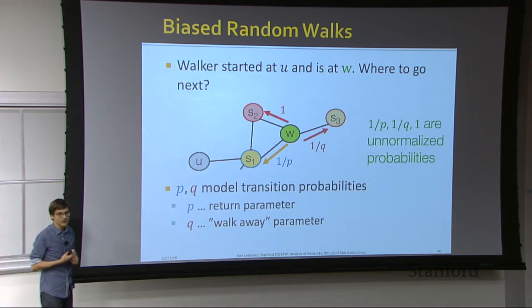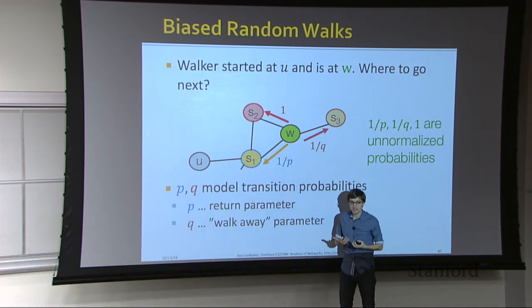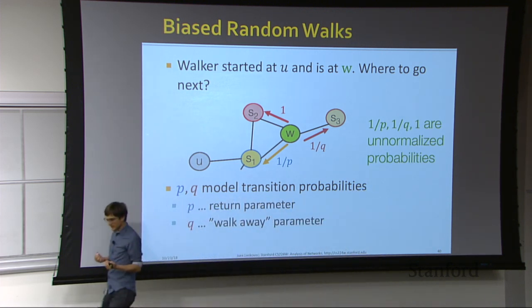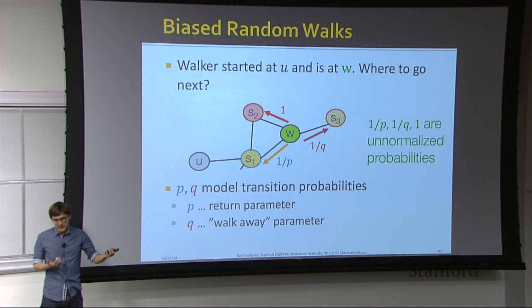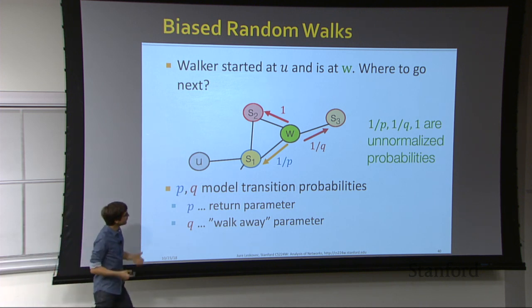So here is what we will do. We will put weights on the edges based on where we came from. And these weights will model: do we stay at the same distance from you, do we go further away from you, or do we get closer back to you, okay? So how would we set the weights?